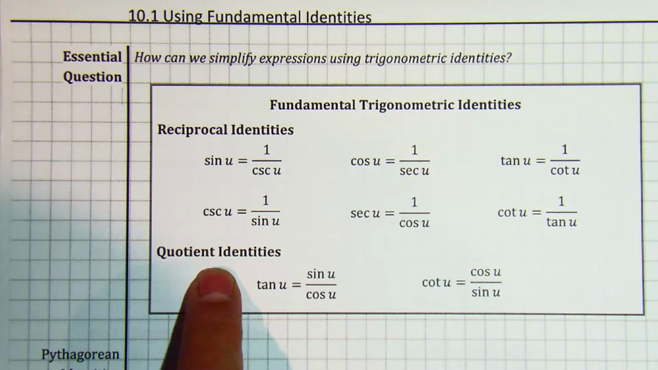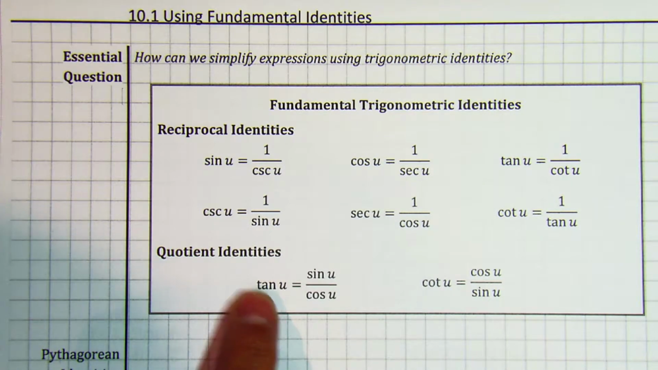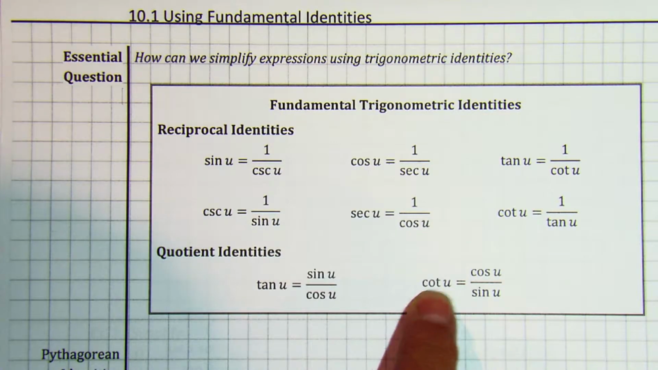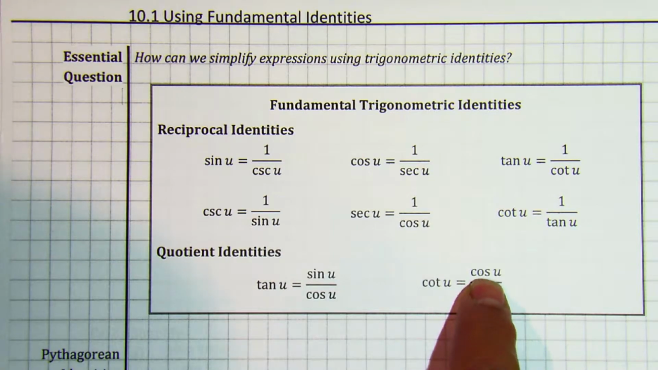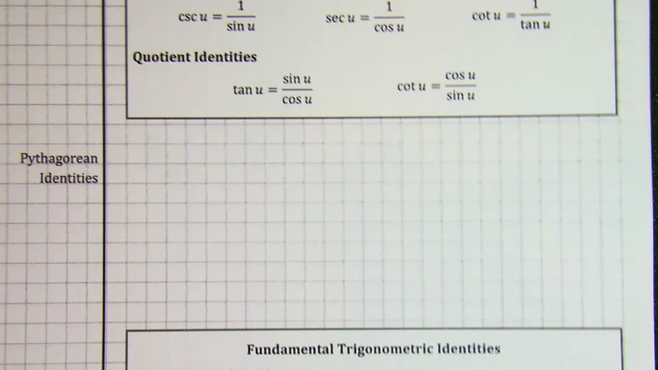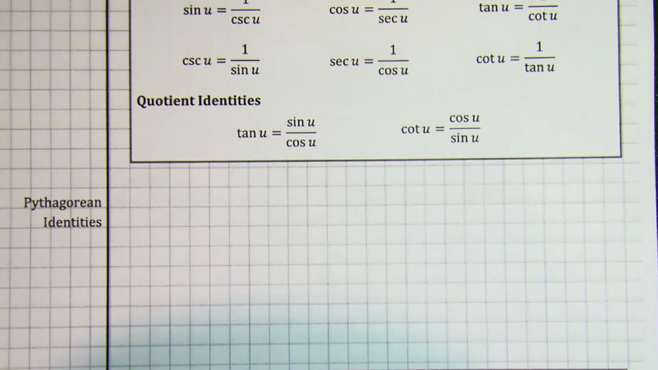The quotient identities: we know that tangent is y over x, so therefore tangent of u is sine of u over cosine of u. Cotangent is x over y, so we can write down cotangent as cosine of u over sine of u. Now, let's go and make a right triangle on the left-hand side.